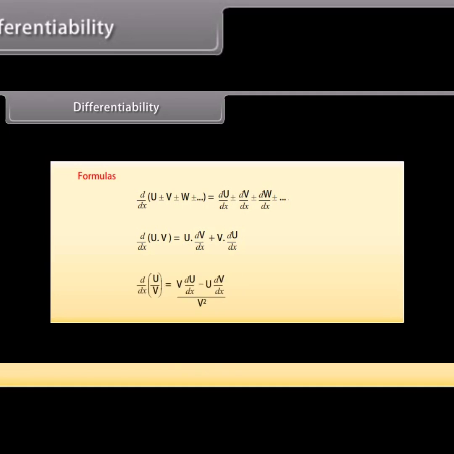d/dx of (u by v) is equal to v into d/dx of u minus u into d/dx of v, divided by v square.